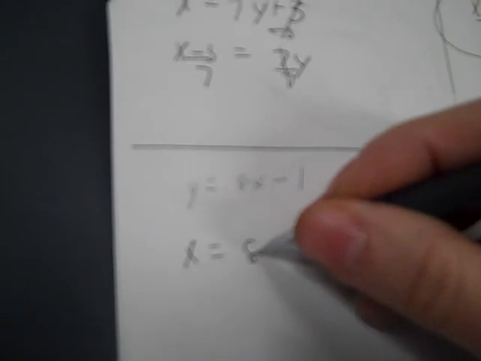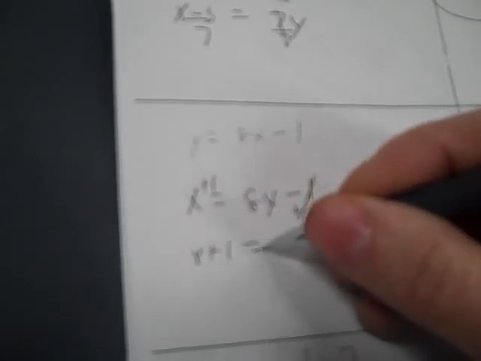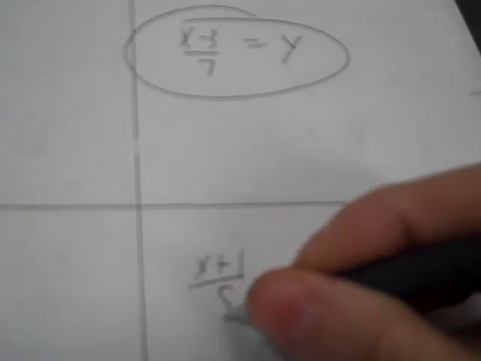X equals 8y minus 1, plus 1, plus 1. Undo your multiplication of 8 by dividing by 8. Okay, there's no power, so I have my answer. I don't need a root. I don't need a radical. Okay, then follow that up, replace the x and the y.